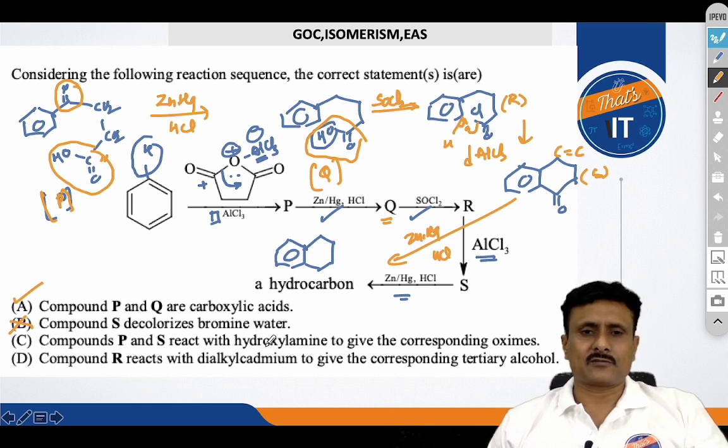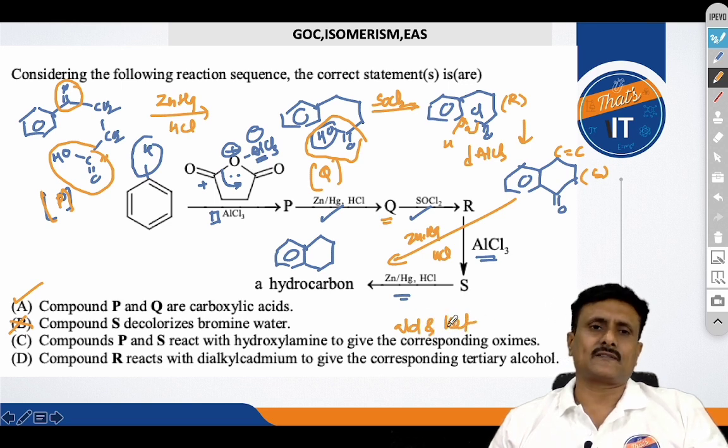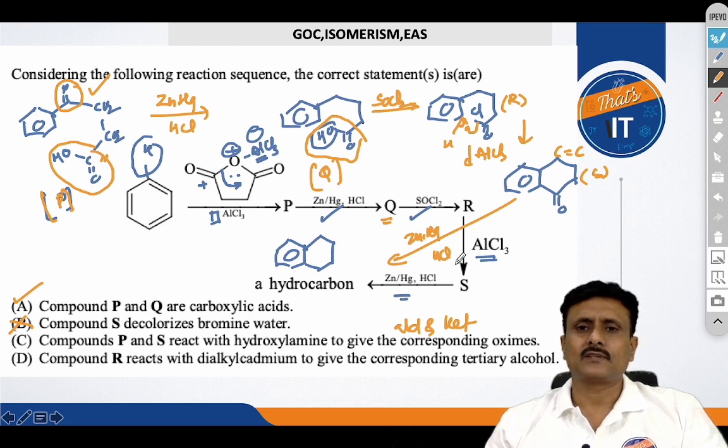Compound P and S react with hydroxylamine to give the corresponding oxime. This is nothing but the property of aldehyde and ketone. So let's see P and S. You can see you have got what? P. Where is P? Yeah, P, you can see that it has a ketonic group. And where is S? Yes, it too has the ketonic group, so this is also matching.